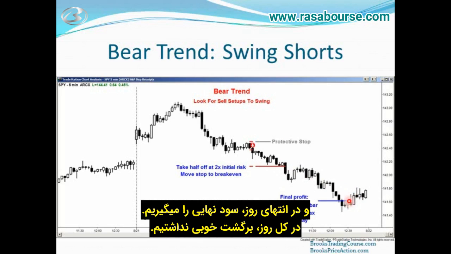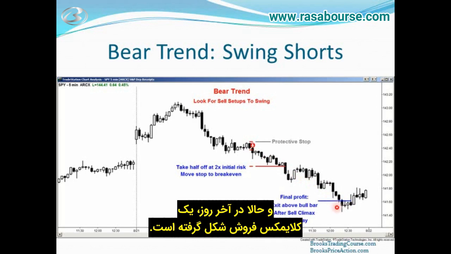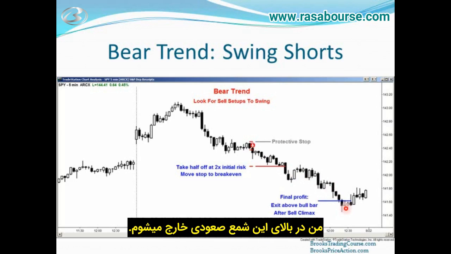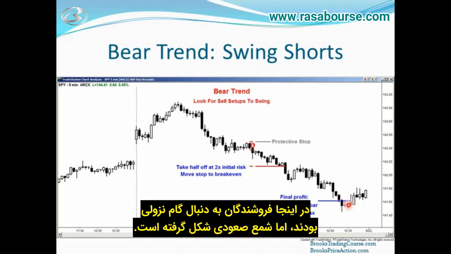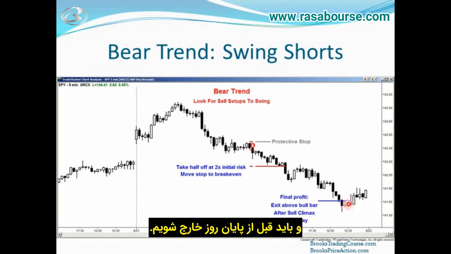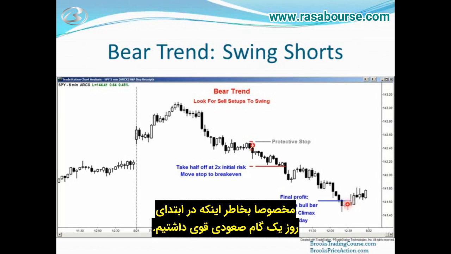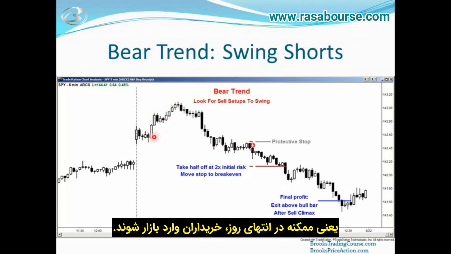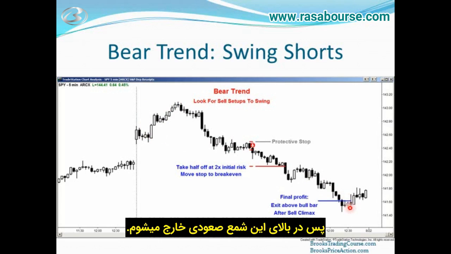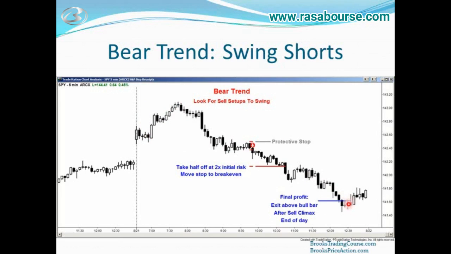There were no good reversals all day long, and now we're getting a big sell climax into the close. I would exit above this bull bar. The bears tried to sell off here. Instead, they got a bull bar, and I want to exit before the close. There's a chance we may bounce up into the close, especially since we had such strong buying earlier. The bulls may come back into the close, so I would buy back my shorts above this bull bar.